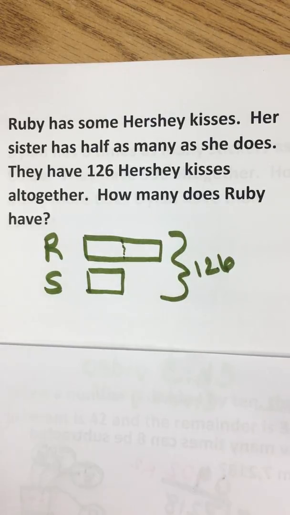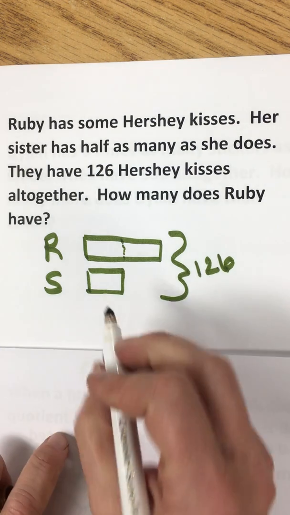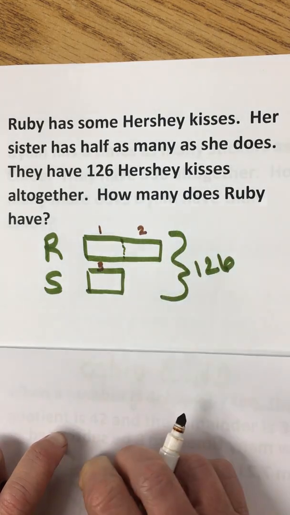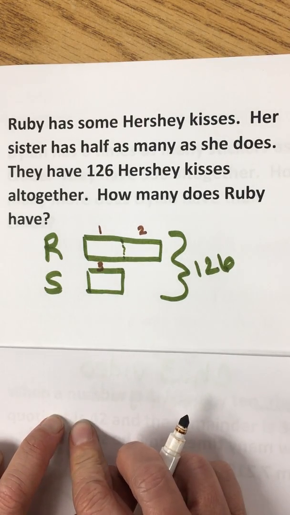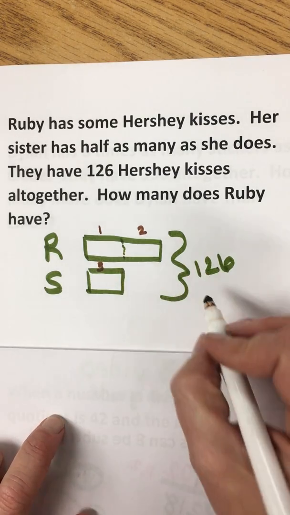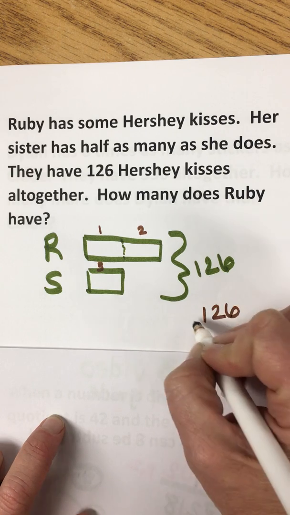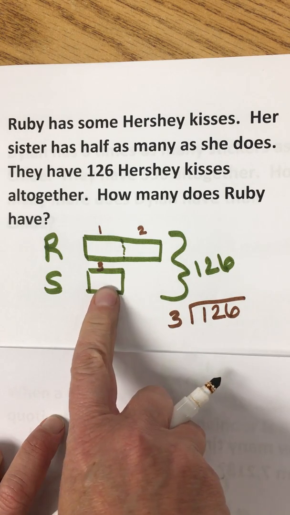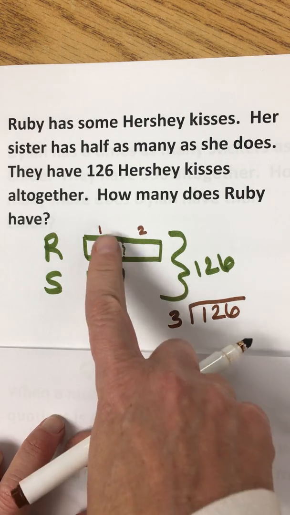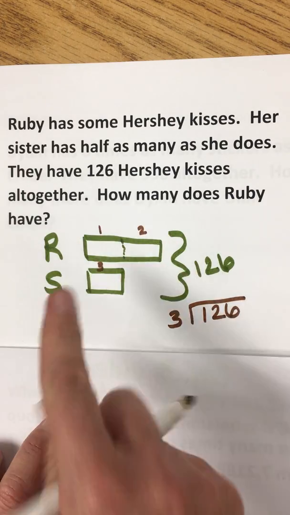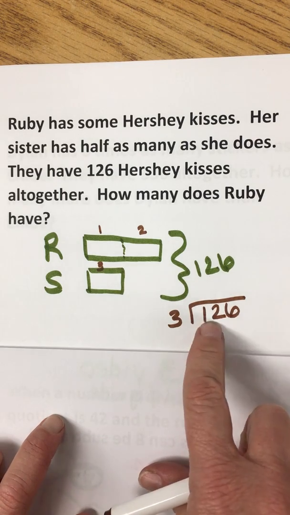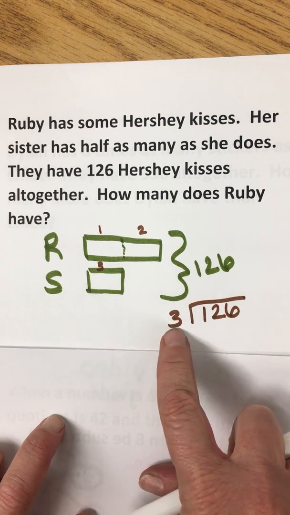Well, guess what? I bet you didn't realize this. This could be a division problem. Because if we consider this 1 part, 2 parts, and that 3 parts, is it coming together now? We could actually then solve for 126 divided by 3 parts. Remember, Ruby's sister only has half as much as Ruby. So if we split Ruby's in half, that gives us 2 parts for Ruby, 1 part for the sister. Oh my gosh. Then we can divide 126 by 3.